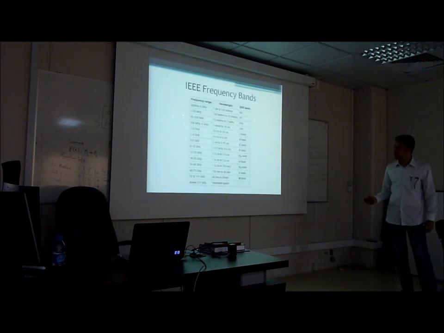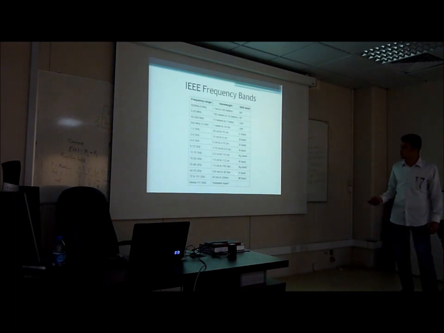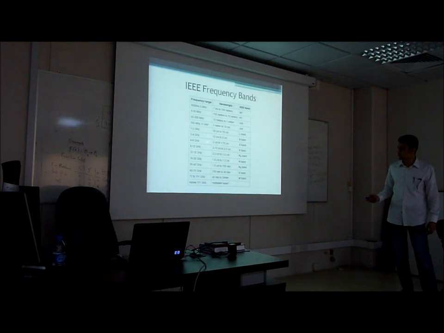This is the IEEE frequency bands standard. You can see that radar systems usually operate in the L, S, and X bands, which is from 1 to 12 GHz. In fact, most radars are in these bands.